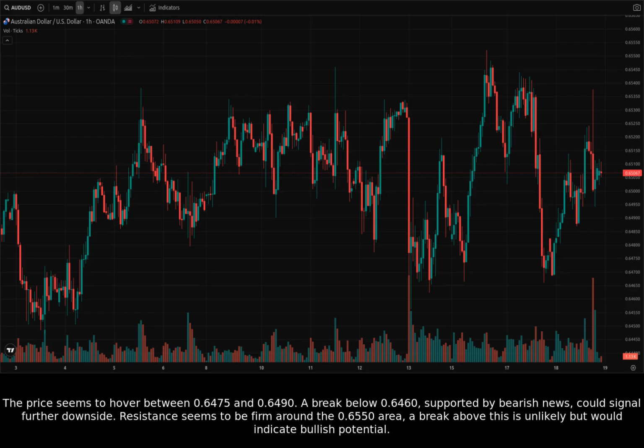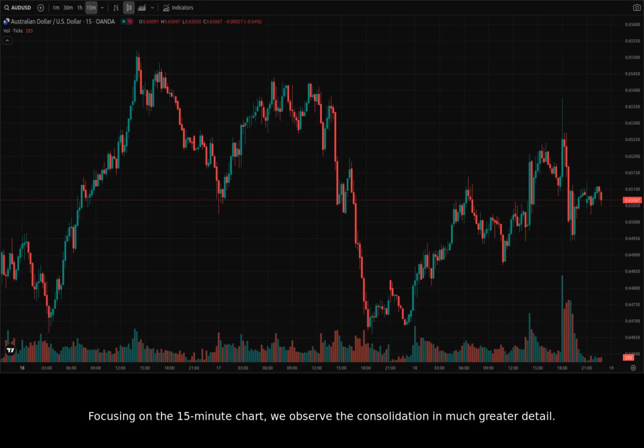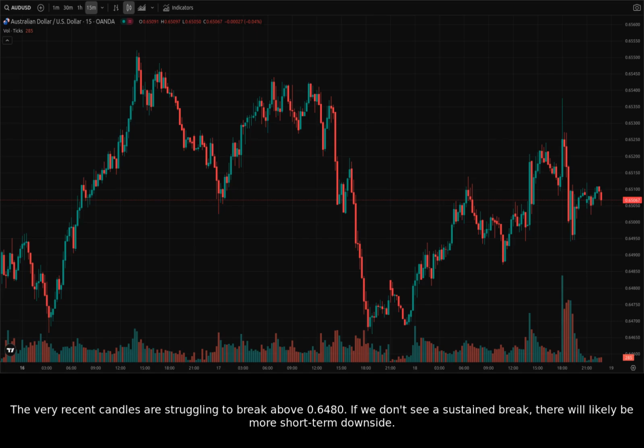Resistance seems to be firm around the 0.6550 area. A break above this is unlikely but would indicate bullish potential. For a closer look, we will now examine the 15-minute chart. Focusing on the 15-minute chart, we observe the consolidation in much greater detail. The very recent candles are struggling to break above 0.6480. If we don't see a sustained break, there will likely be more short-term downside.